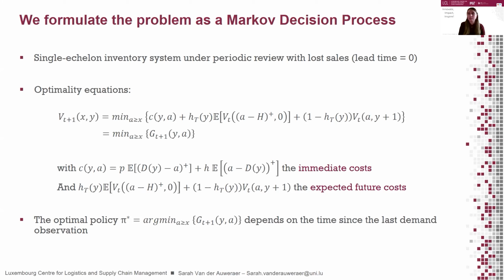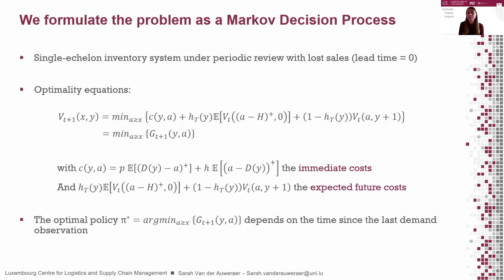So you can see here on the slide the optimality equations V(x, y), where x and y denote our state space. X is the inventory at the beginning of a period before we place an order, so clearly related to our inventory problem. And y is the number of periods since our last demand occurrence, which is clearly related to the idea of intermittent demand. So what we can see here then in the optimality equations is the expected total costs.